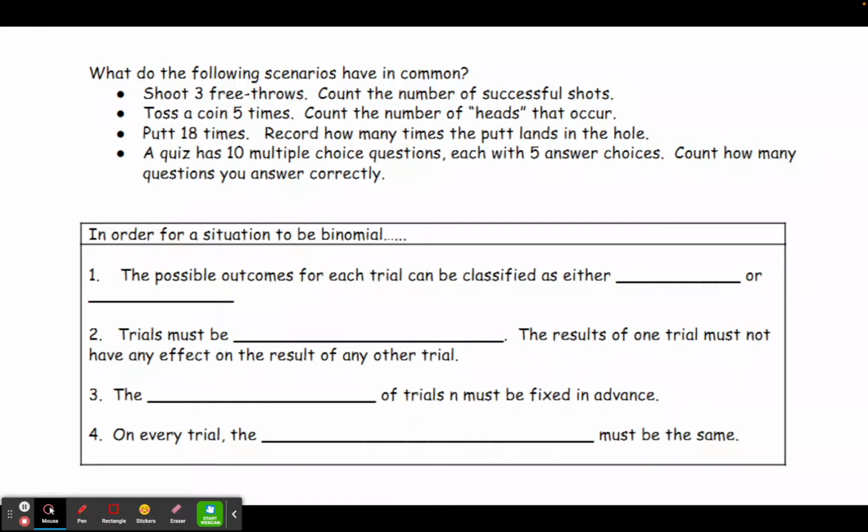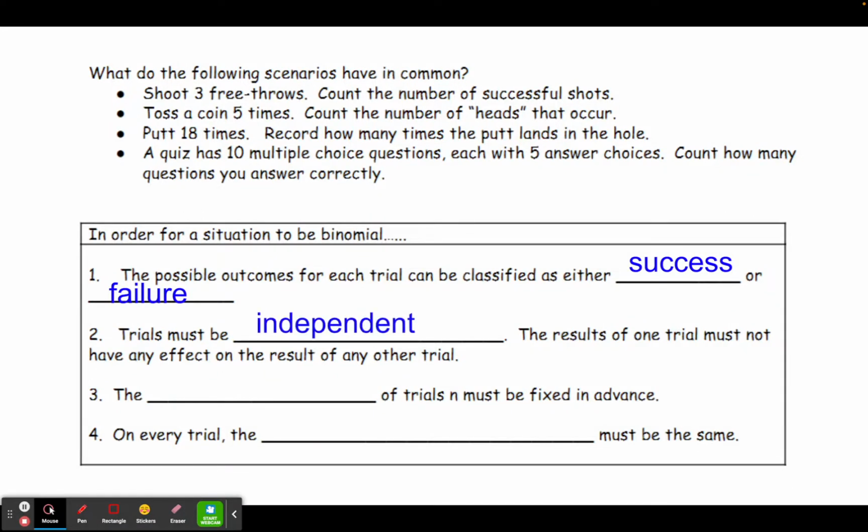So thing number 1 is that the possible outcomes for each trial can be classified as either success or failure. For the free throws, it's pretty easy to determine what success and failure means. When you're tossing a coin, you can decide heads is success, tails is failure. Or if you're answering questions on a multiple choice quiz, even though there are 5 answer choices, only 1 answer is right and the other 4 are wrong.